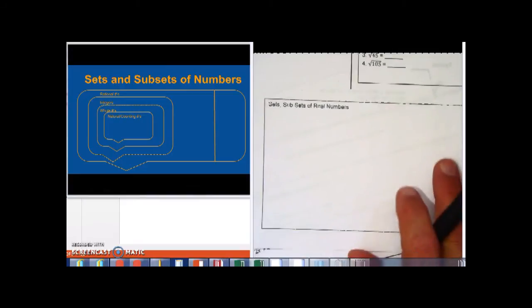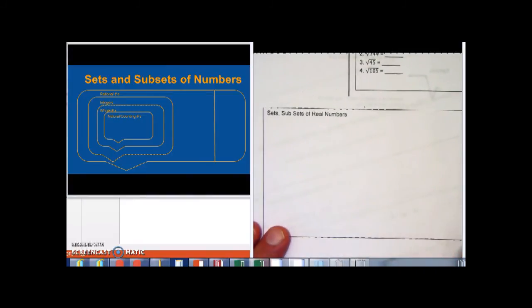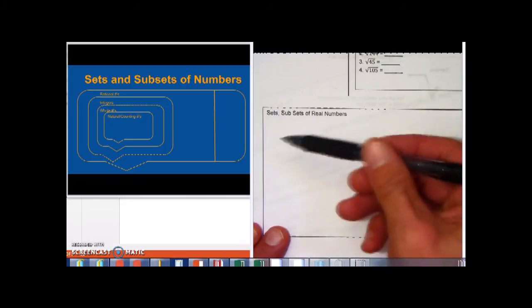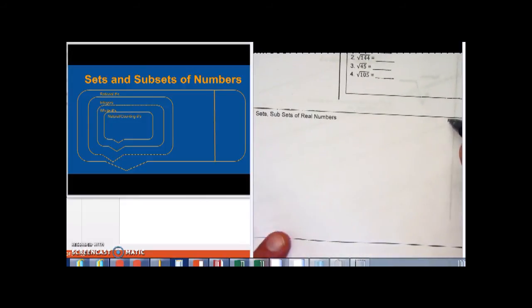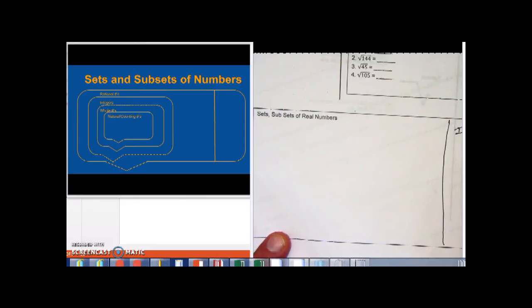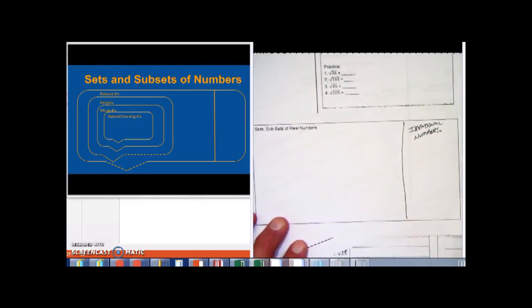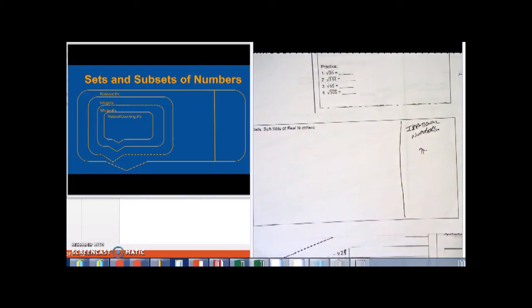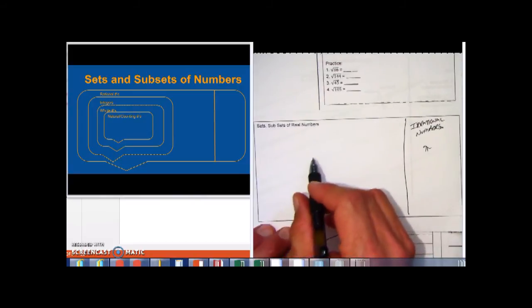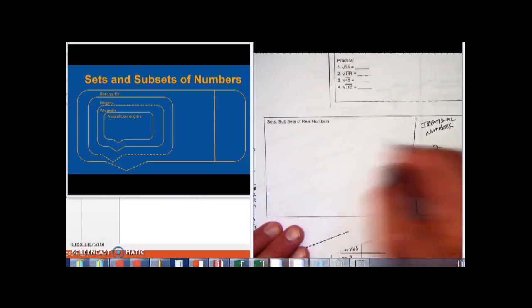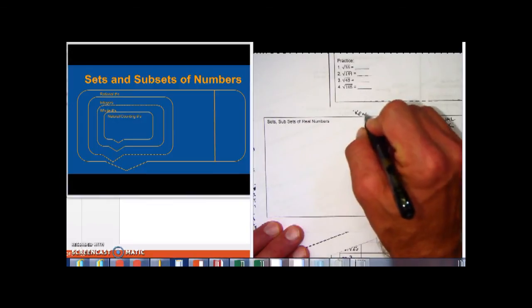Okay, sets, subsets of real numbers. So if you look at the Venn diagram over here, we're going to put our irrational numbers over here. Now our main example of irrationals right now is pi. So, we're going to focus right now. Pi is an irrational number, and these are all real numbers.